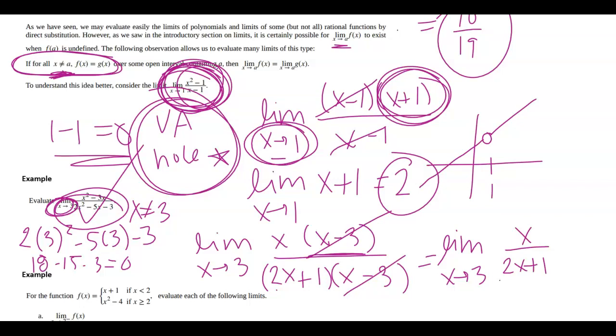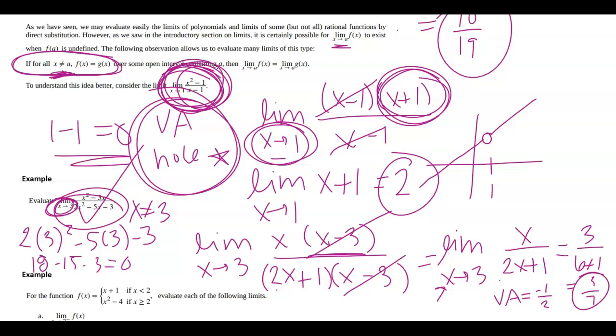Now, I would have a vertical asymptote on this function still. So if you were to plug this in, I do still have a vertical asymptote at negative 1/2. That denominator is still 0, but I don't care about that anymore because it's not at x equals 3. So I can just plug in 3 now. 3 over 6 plus 1. So I get 3/7 and I'm done.